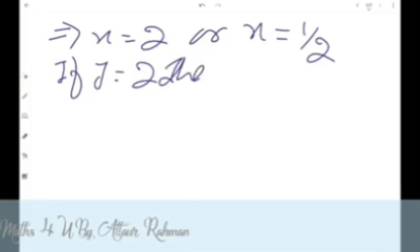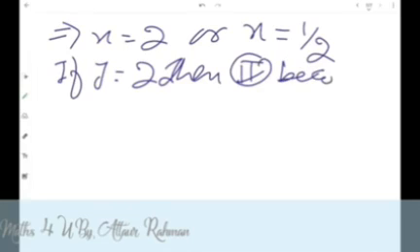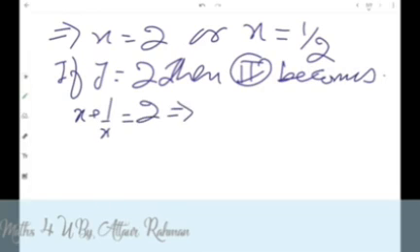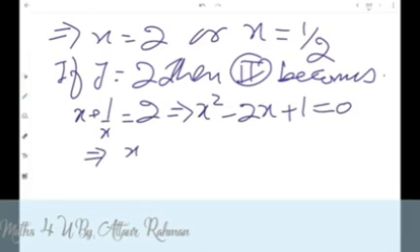Now we are using y is equal to 2 in equation 2 to get the other values of x. Okay, that is x plus 1 upon x is equal to 2. Again, squaring this and reducing to the standard form of the quadratic equation. Here we see that this is a complete square of x minus 1.